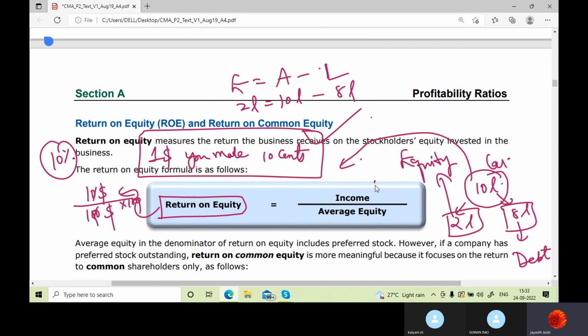What's done, please inform. Done. Yeah. So equity income means it is net income, sir. Madam, just a second, madam. Just a second. I'm getting called. Just a second.